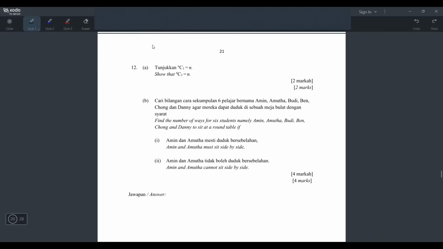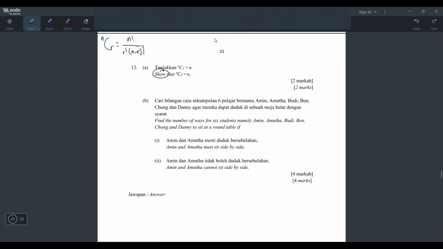Okay, number 12A, this is a show question. They want me to show that nC1 equals n. To show this, you need to know the nCr formula. What is the nCr formula? It's n factorial divided by r factorial bracket n minus r factorial. n is the number on top, r is the number at the bottom. So now we will use this formula to prove that nC1 equals n.